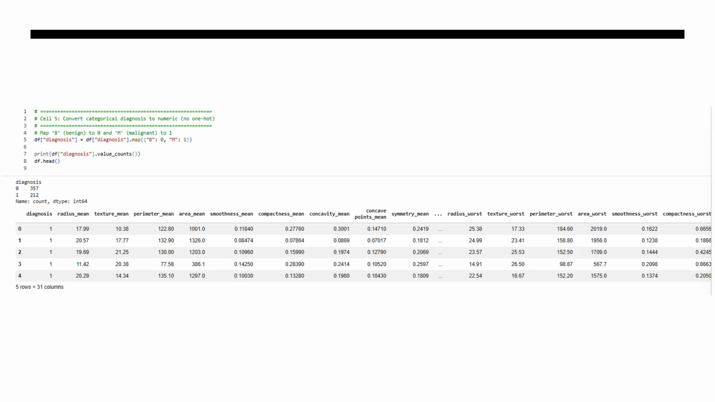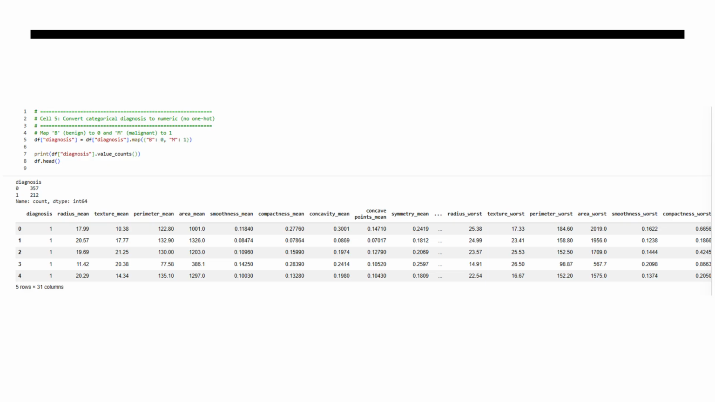In this block of code, we convert the diagnosis, which is the dependent variable in this case, the target variable, or the target vector. So we're converting this dependent variable from categorical to numeric. As you can see, now we're mapping benign to 0 and malignant to 1. So if the diagnosis is benign, it's going to show up as a 0. And if the diagnosis is malignant, it's going to show up as 1.